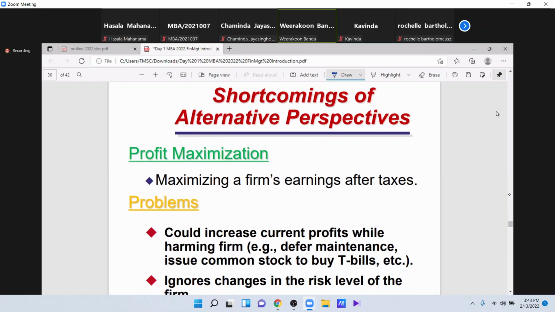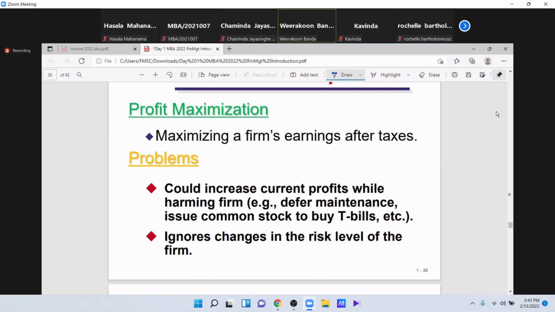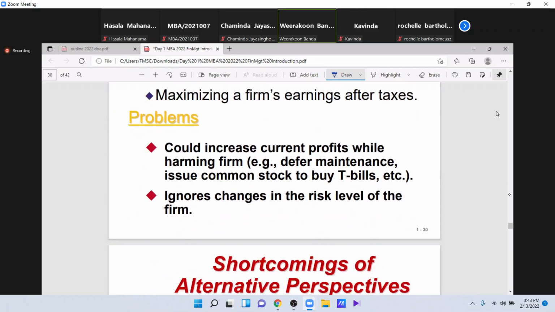Concerning profit maximization, maximizing the firm's earnings after taxes would increase current profit while harming the firm. Then we can increase the product prices. We can reduce the maintenance cost. Sometimes we can issue common shares to buy some short-term securities. That may be an inappropriate decision here. It ignores changes in the risk level of the firm.